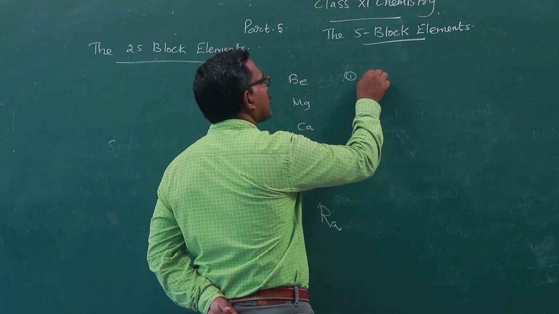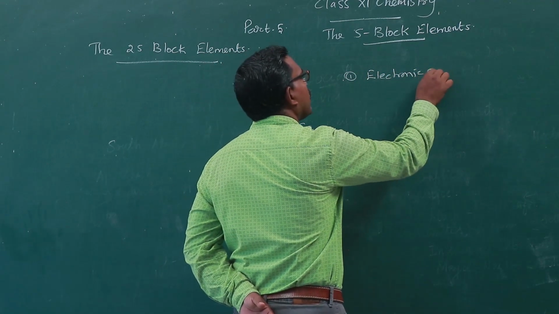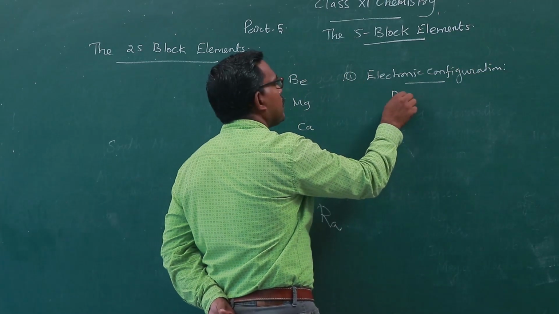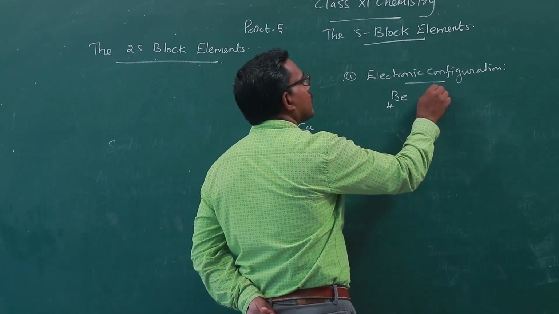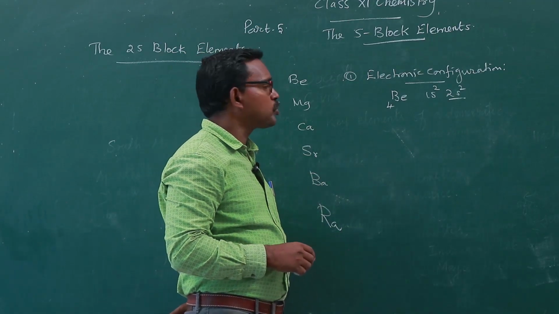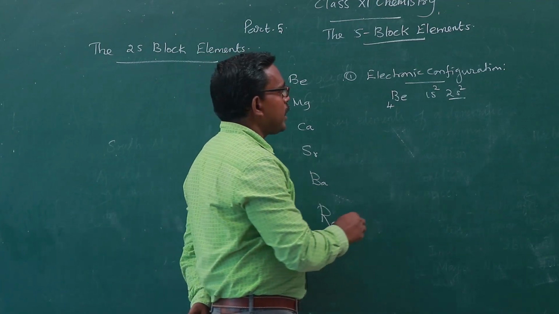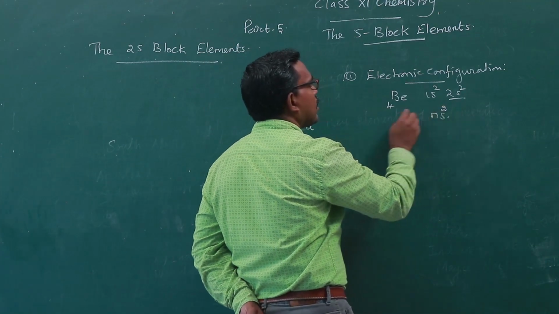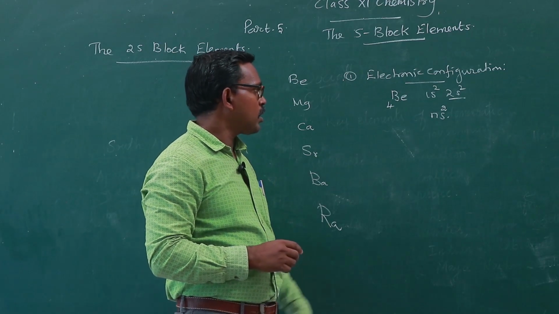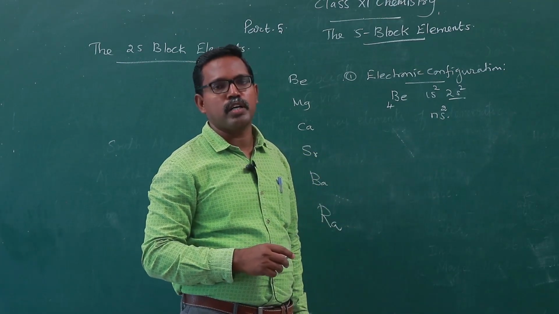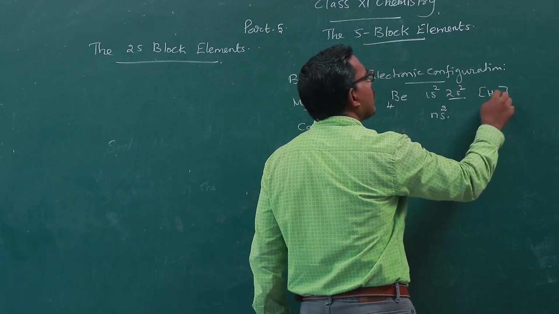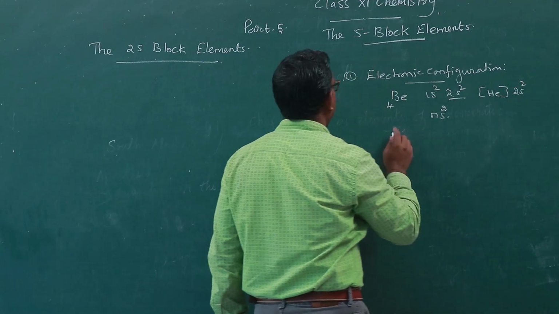First of all, electronic configuration. So we know that beryllium, atomic number 4, has the electronic configuration 1s2, 2s2. All these elements have 2 electrons in their valence shell. Therefore, the general electronic configuration of alkaline earth metals is ns2. Here ns2 is the general electronic configuration of alkaline earth metals. For example, beryllium is written like this: configuration of helium 2s2.